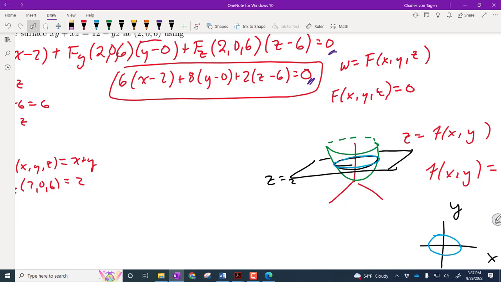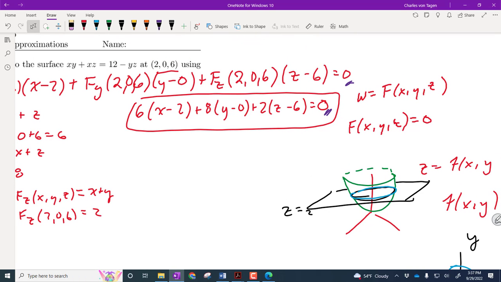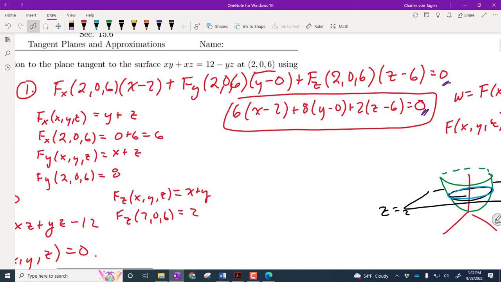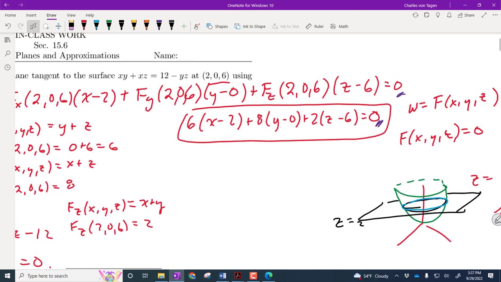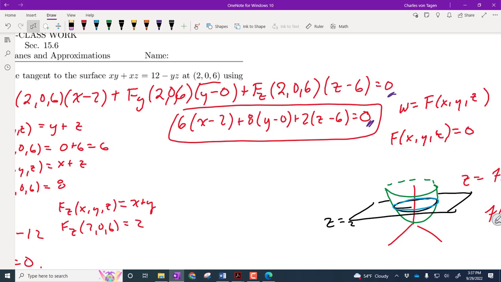I would say, folks, although I want you to get comfortable doing these problems both ways, generally if I give you an implicit equation, you're best off to use this first definition. And if I give you an explicit function for z, then you should use the second definition.